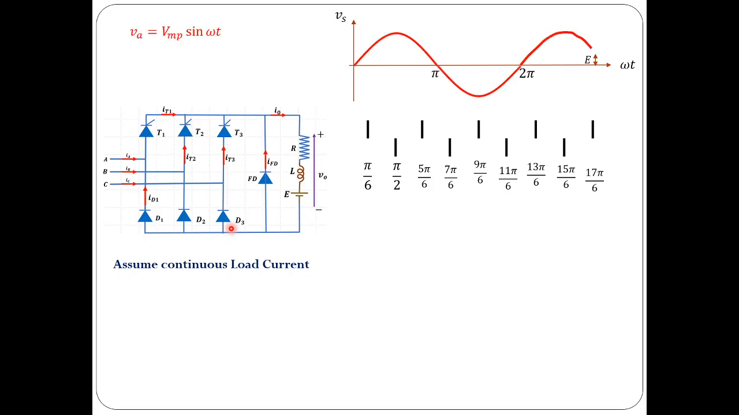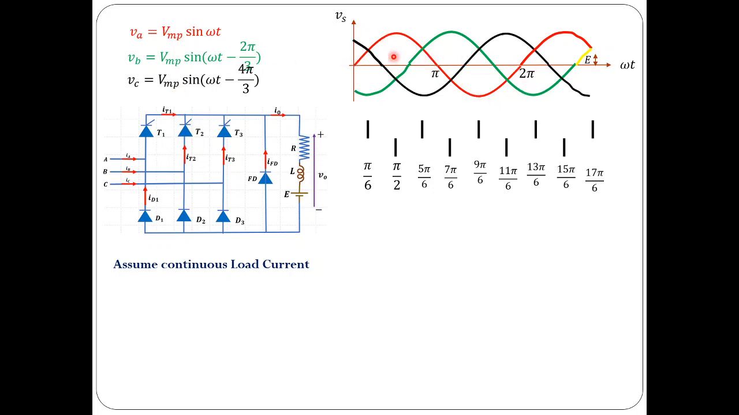Now let us consider the three-phase balanced supply voltage. A phase voltage, B phase voltage and C phase voltage are shown in this graph. They are equal in magnitude and 120 degrees apart from each other. They are balanced. Coming to the conduction diagram, T1, T2, T3 are naturally going to be forward biased at pi by 6, 5 pi by 6 and 9 pi by 6 respectively. Usually thyristors are forward biased whenever their voltage is more than the other two phase voltages.